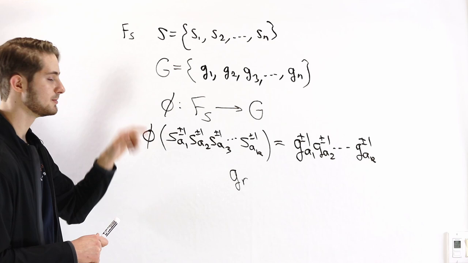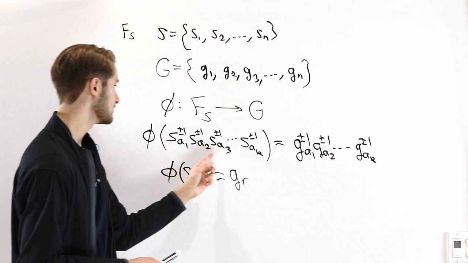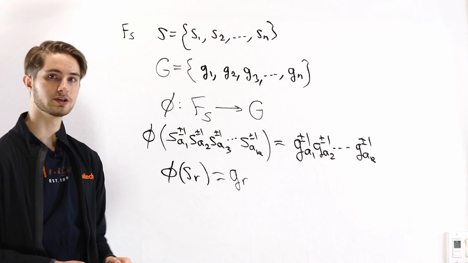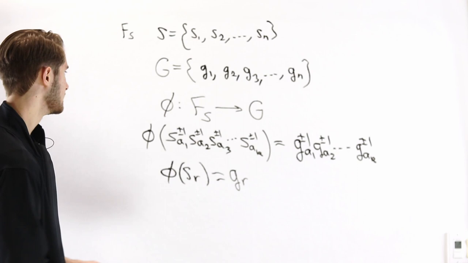We can, because we can just look at s sub r. By definition, we said that phi of s sub i was just going to map to g sub i. And so phi of s sub r equals g sub r, and that means that our map is surjective, because we can always do this for any r, and therefore we get every single element of the group with this method. So now we know that phi is a surjective homomorphism.